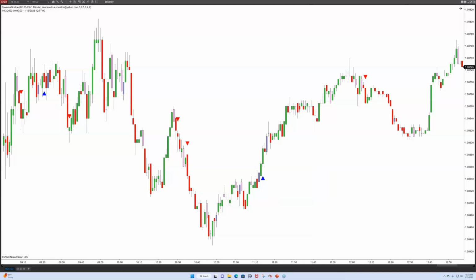Eduardo asks, yeah, it can run on charts with other indicators. Neil asks, is trade entry signal available for your other indicators? Yeah, it is available for most of the other indicators.